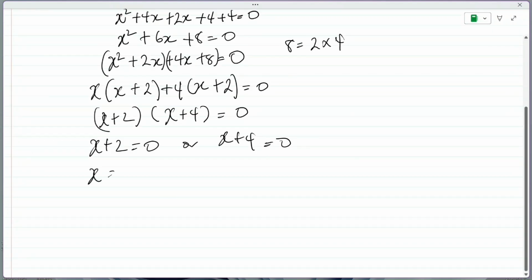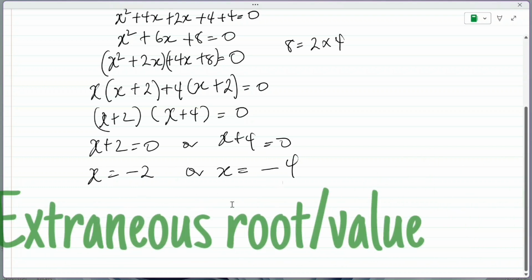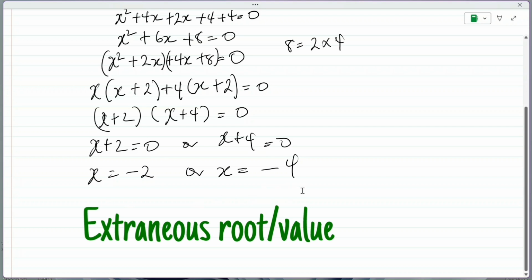You have x equals, you can say subtract 2 from both sides. The result is the same as saying plus 2 crosses the equal sign and turns to minus 2. Or x equals plus 4 crosses the equal sign and turns to minus 4. So the two values for our x are minus 2 or minus 4. We now have to test if they both satisfy the initial equation. And if any of them doesn't, that's an extraneous value which doesn't solve the question.